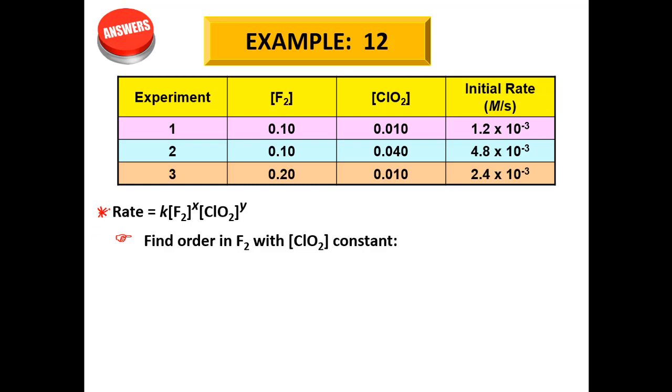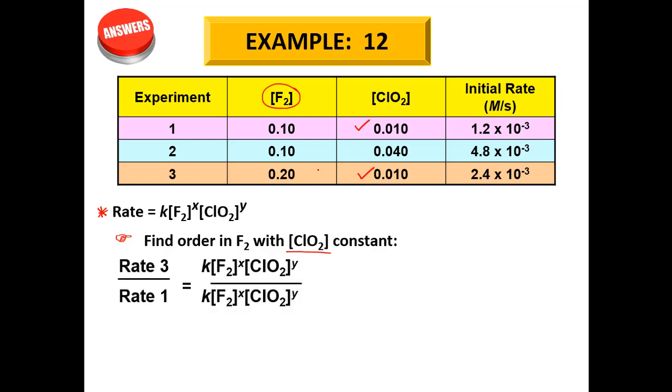Contohnya kalau kita nak cari order of reaction untuk F2, kita pilih eksperimen di mana concentration ClO2 kita constant. So from here kita boleh pilih eksperimen 1 dan eksperimen 3, sebab concentration dia sama dan F2 yang berubah. So apa kita buat nanti, kita akan bahagikan rate eksperimen ni. Macam mana kita nak bahagikan? Kita akan bahagikan nilai rate yang lebih besar, which is eksperimen 3, dengan eksperimen 1.